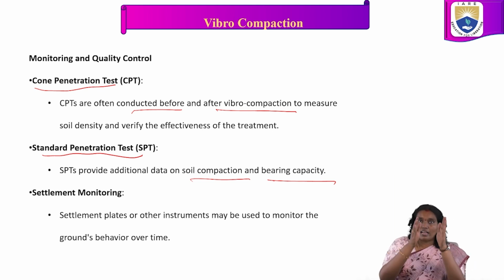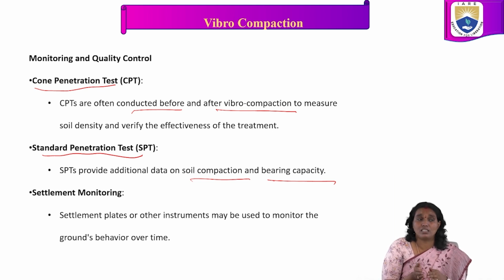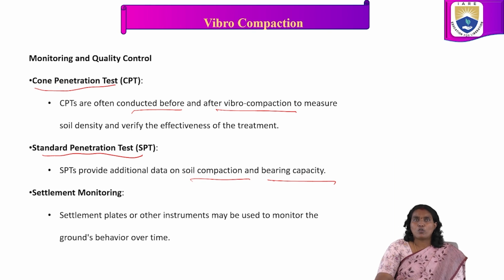Before and after, we are analyzing those two conditions, before and after vibro compaction, to see how the soil properties change from the compaction point of view as well as the soil bearing capacity point of view. We have to understand how much effectiveness the vibro compaction technique gives to the soil for the required construction work. These are all the parameters we have to understand in vibro compaction monitoring as a part of the quality control process.